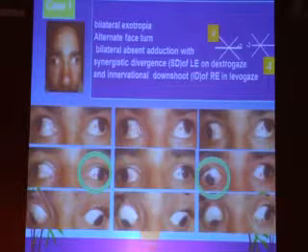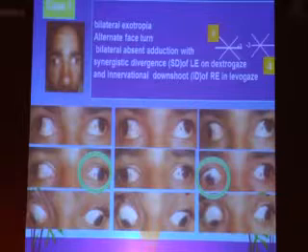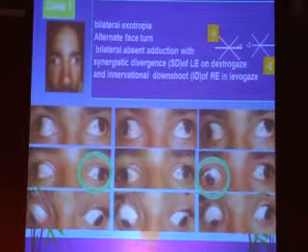We are going to deal with some more such situations now. Now this case is a little unusual. What you see here again is an exo deviation in the primary position.